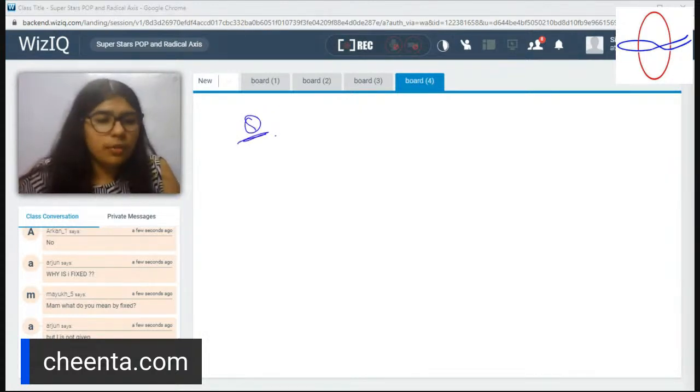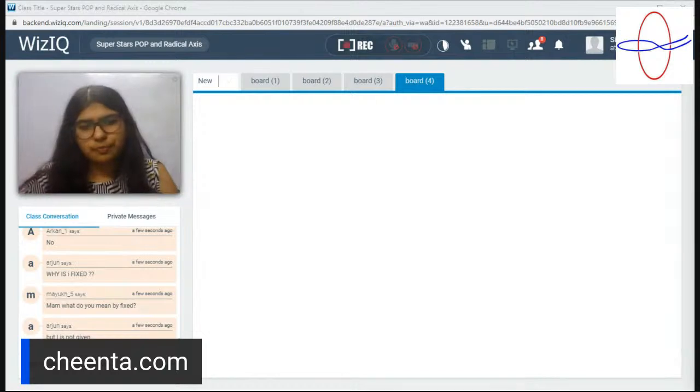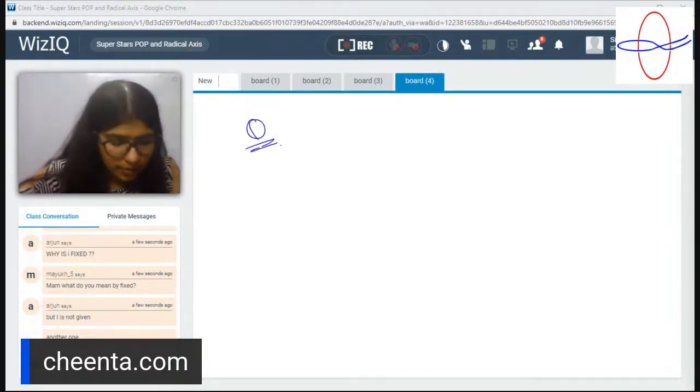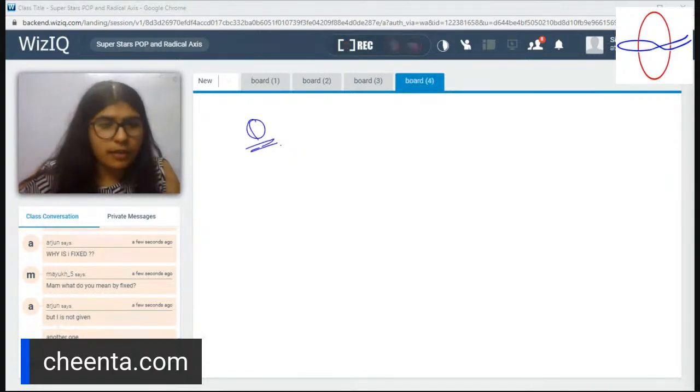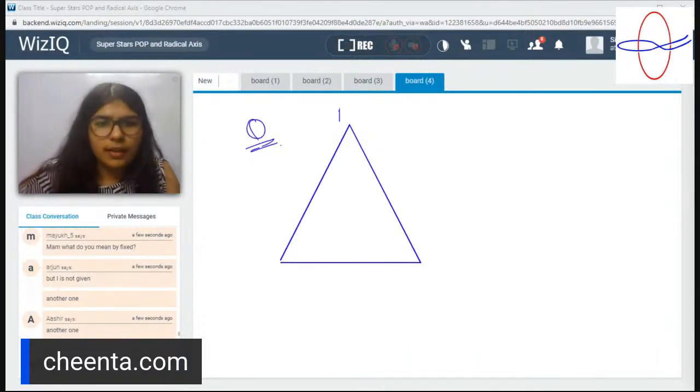So, do you want to do another problem on power of a point, or should we move on to radical axis? Sure. Let me find a good one. Yeah, okay. So you have one equilateral triangle ABC.